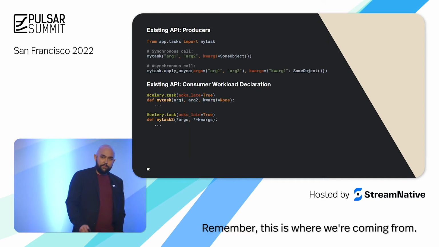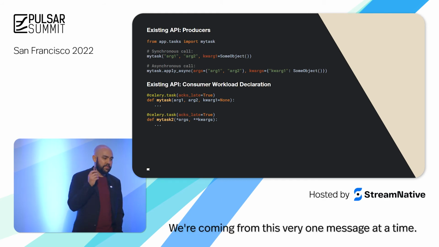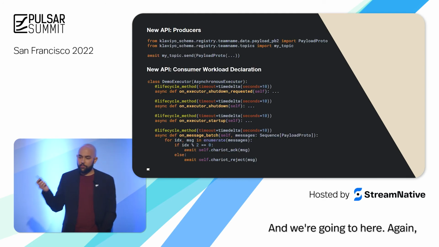Remember, this is where we're coming from. So this is a jump back to a previous slide. We're about to show the new version of producers and consumers here. We're coming from this very one message at a time, very you are in the same code base, you're just doing RPCs land. And we're going to here.